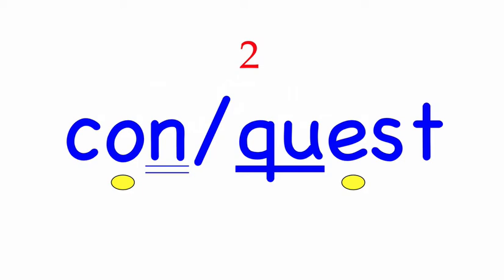Finally, we assign vowel group numbers to our vowel sounds. And we have vowel group 1. In each syllable, we have one vowel followed by a consonant. The vowels represent their short sounds. Conquest. The next word is better.